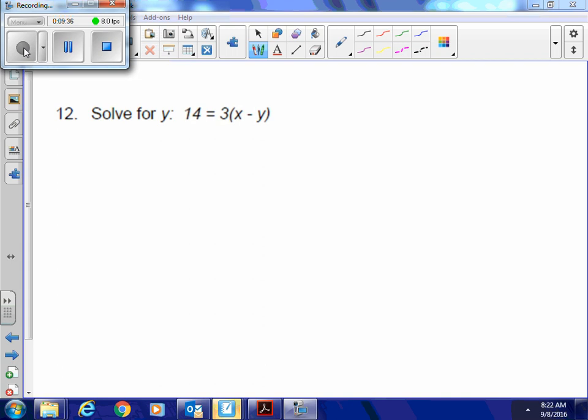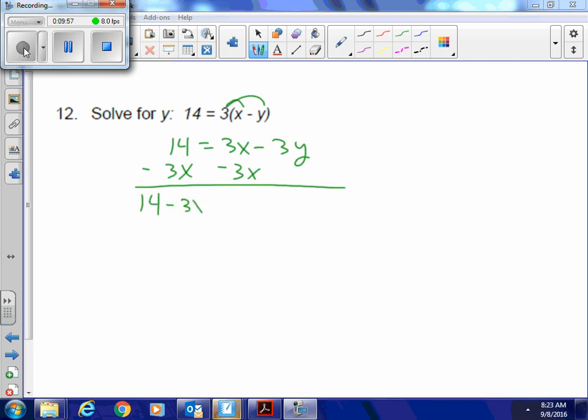I'm very tempted right now to divide both sides by 3, but I know most of us like to distribute, so let's do that. We've got 14 equals 3x minus 3y. To get y alone, I'd like to get rid of this 3x. Its inverse is minus 3x. They're not like terms, I can't combine them. So I'm just going to write 14 minus 3x, that's all I can do, equals negative 3y. Now to get y alone, I will divide both sides by negative 3.